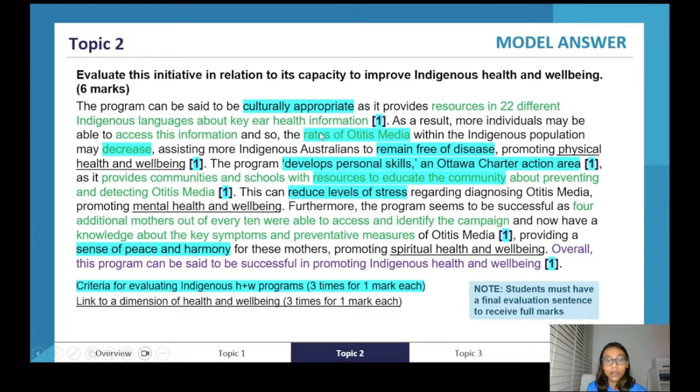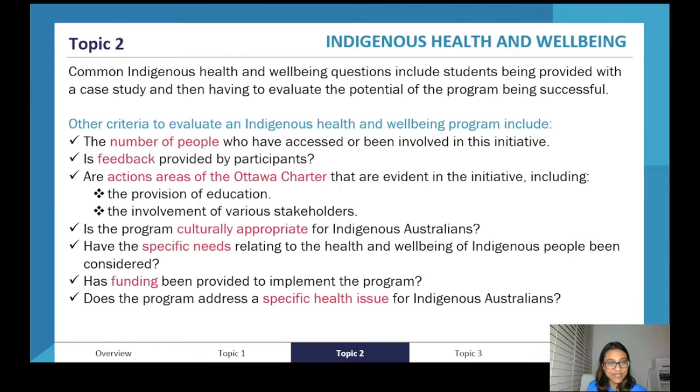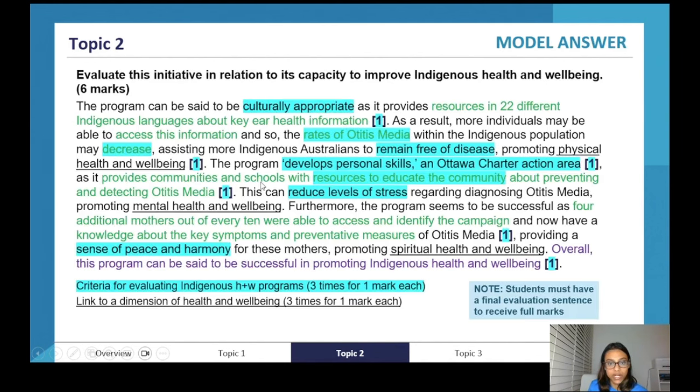So culturally appropriate, is it well funded? Is it transparent? Does it have the testimonials? Is there feedback? There we go, that's the point about testimonials and everything like that, and evidence. Does it meet the specific needs, a specific health issue, and number of people as well? So going back to your criteria and not just going with two different action areas is very important. And then your link: that's one sentence, and then another sentence to health and well-being. So that's one about the evaluation and then another one about that link to health and well-being.